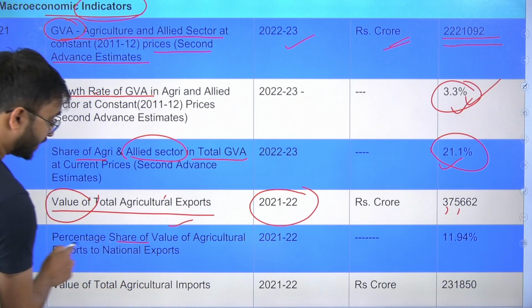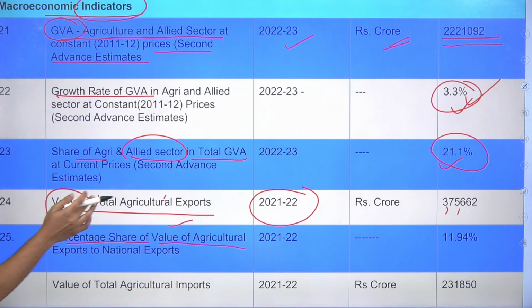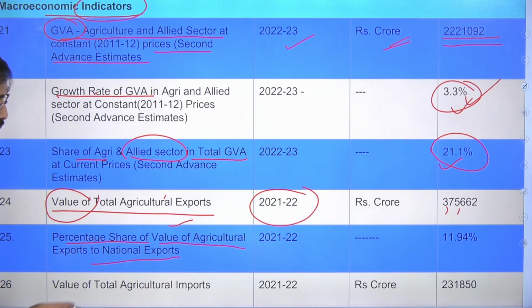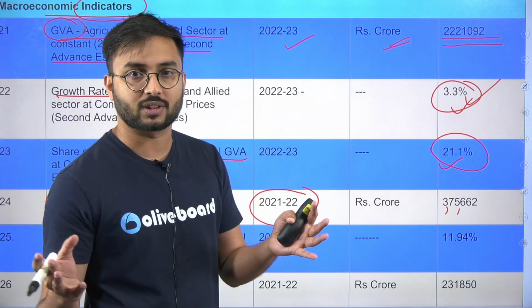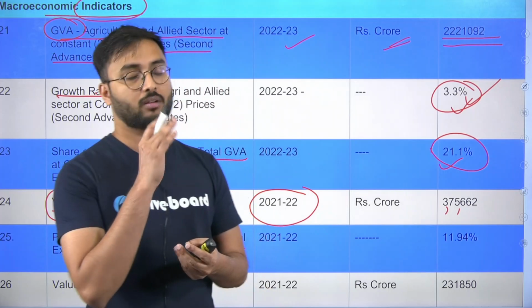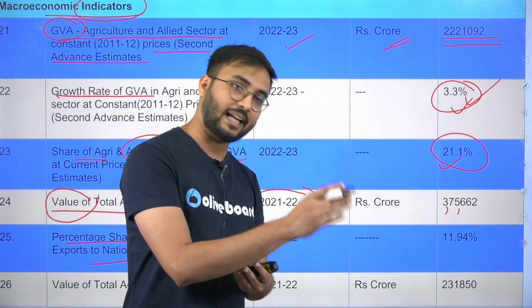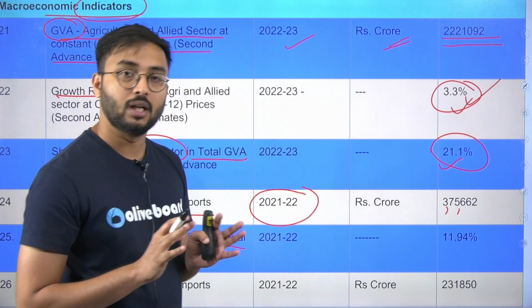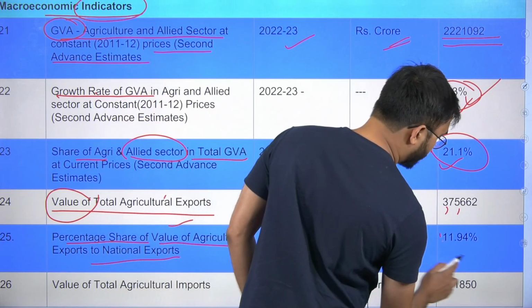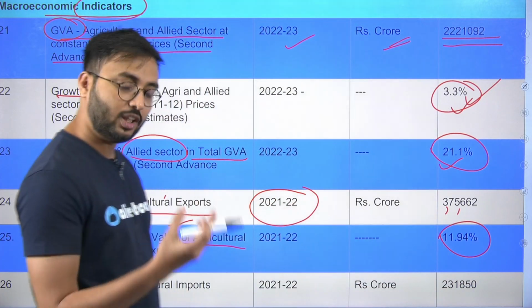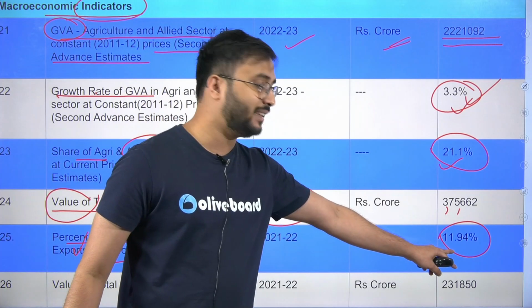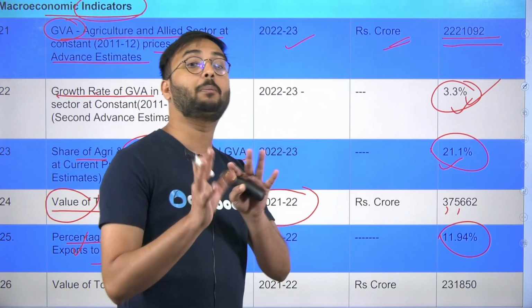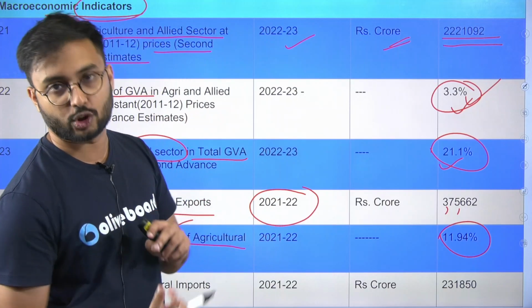Then the percentage share of value of agricultural exports to national exports. India is one of the largest exporters of different products. It may be in agriculture, that is primary activities, secondary, or maybe even tertiary activities. Considering overall exports, if you take the chunk of agriculture and allied activities exports, that is 11.94%, close to 12% of the total exports.